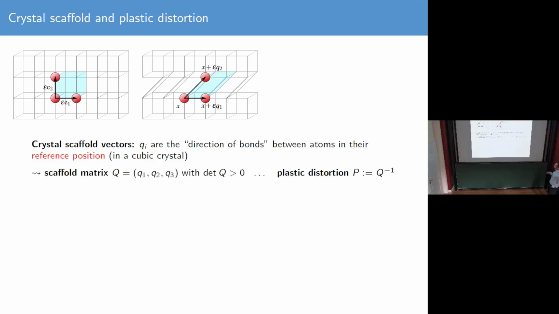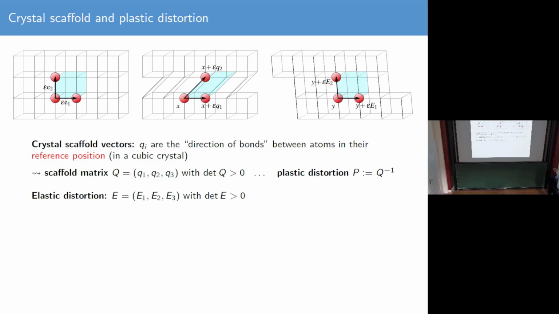And I put them into a matrix, and the matrix has positive determinant because I can't squeeze the things into the input plane. And then actually the classical plastic distortion turns out to be precisely the inverse of this matrix P, but I find it's a bit easier to argue from that side. And then what happens now, I'm releasing the bond, the atoms, and so of course this thing, if no other force is present, will relax to some other situation, which are these ones.